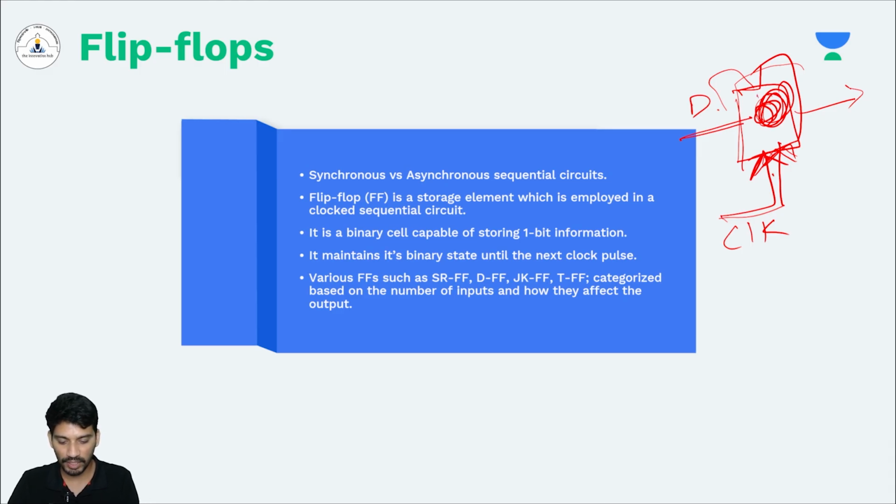The definition of a flip-flop is a storage element which is employed in a clocked sequential circuit, and it is a binary cell that is capable of storing one bit of information, and it maintains its binary state until the next clock pulse. Until I give you the next clock pulse, it won't give me the output. And there are various types of flip-flops like SR flip-flop, D flip-flop, JK flip-flop, T flip-flop. We'll see the different applications of these and how to realize these things.